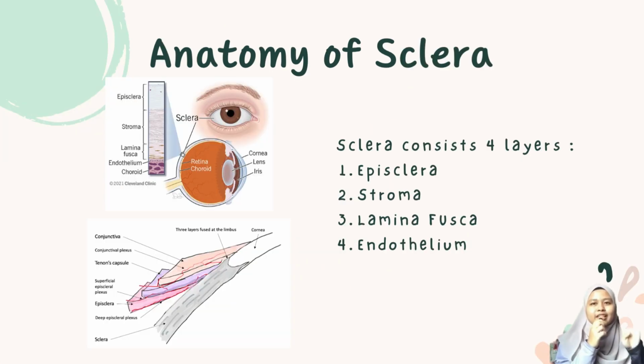The sclera has four layers from the outside to the inside. Firstly is the episclera, the clear thin tissue resting on top of the white of your eyeballs. Secondly is the stroma, made up of fibroblasts and collagen fibers blending into the episclera. Thirdly is the lamina fusca, a transitional layer between the sclera and the choroid and ciliary body outer layers. And finally is the endothelium, the basal or innermost layer of the sclera.